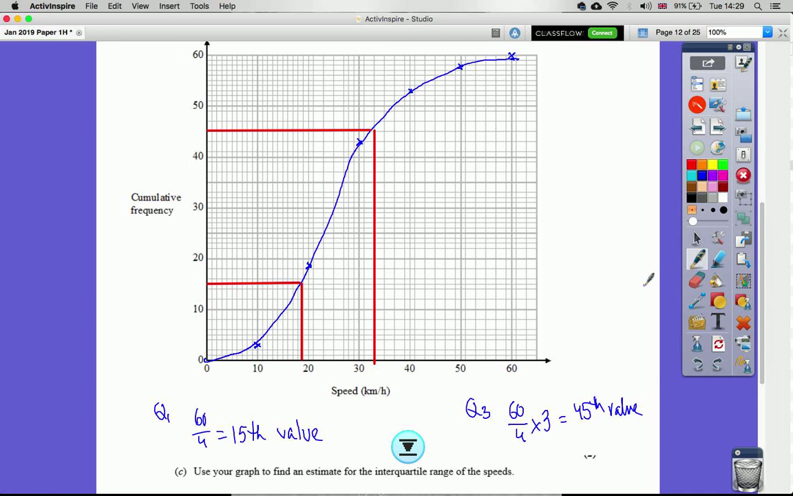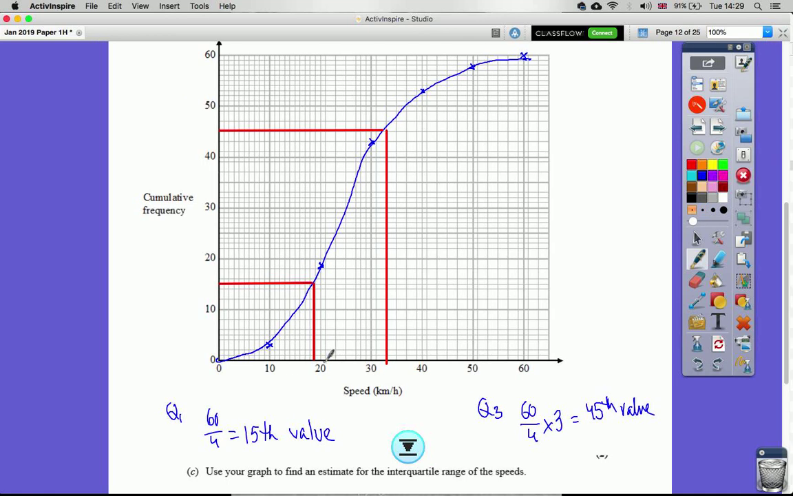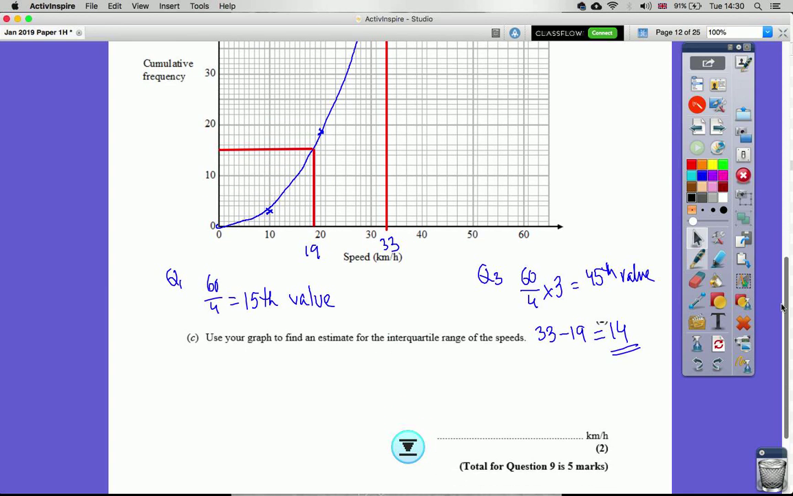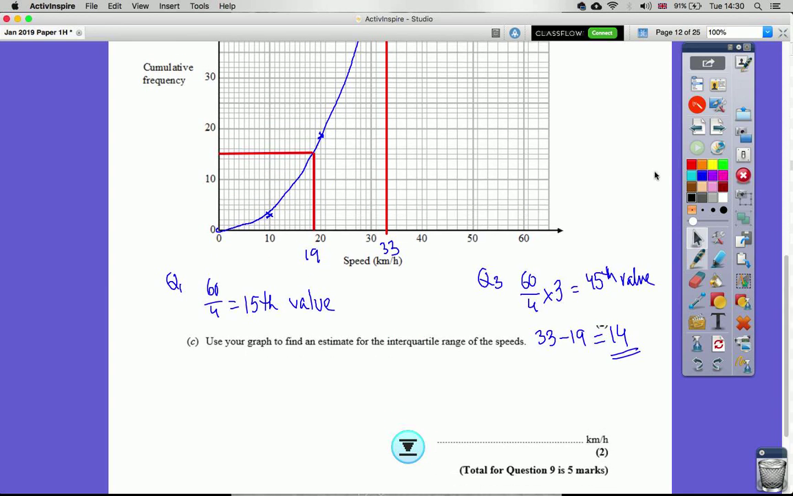Okay, so let's take the readings. This is 19 here, and here you have got 31, 32, 33. So the interquartile range will be 33 minus 19, which is equal to 14, and that's your interquartile range, 14 kilometers per hour.